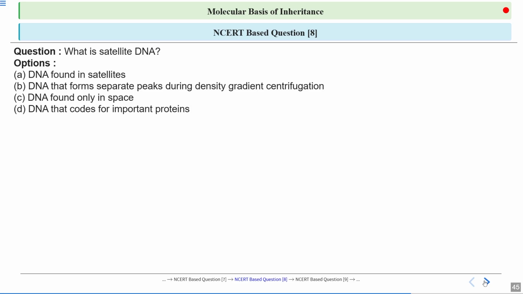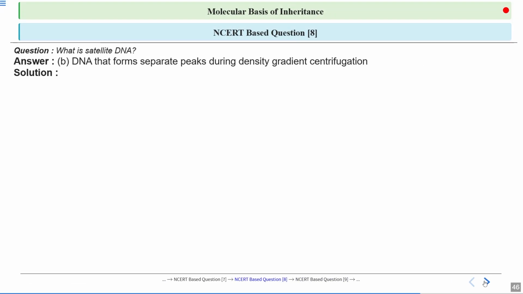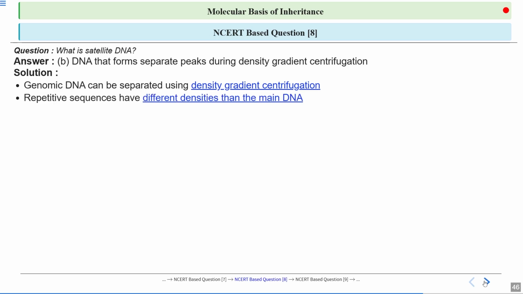Now, the next question is, what is satellite DNA? Is it DNA found in satellites, DNA that forms a separate peak during density gradient centrifugation, DNA found only in space, or DNA that codes for important proteins? We have studied this in the first or second slide, third or fourth slide. It is DNA that forms a separate peak during density gradient centrifugation. Genomic DNA can be separated using density gradient centrifugation. Repeated sequences have different densities than the main DNA. These differences cause them to separate into distinct satellite peaks.